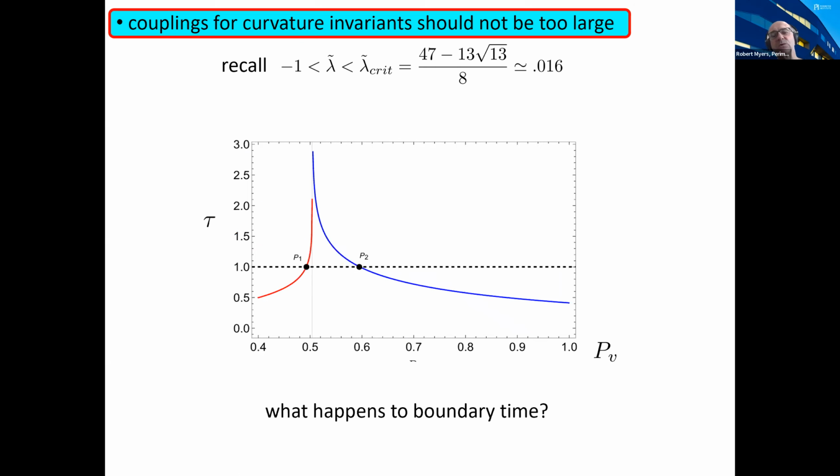And you might ask, well, what's happening to this graph as I sweep through the values of the conserved momentum? What's happening to the boundary time, or the time where these slices get anchored at the boundary?